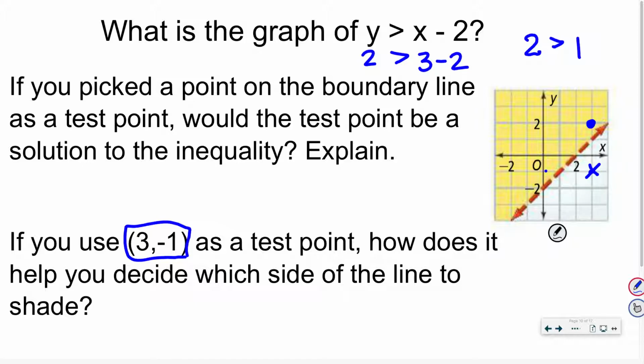How about, you said 0, -1. Let's try it. If x is 0 and y is -1, is -1 greater than -2? Yeah, so that works. What's the easiest coordinate we see?